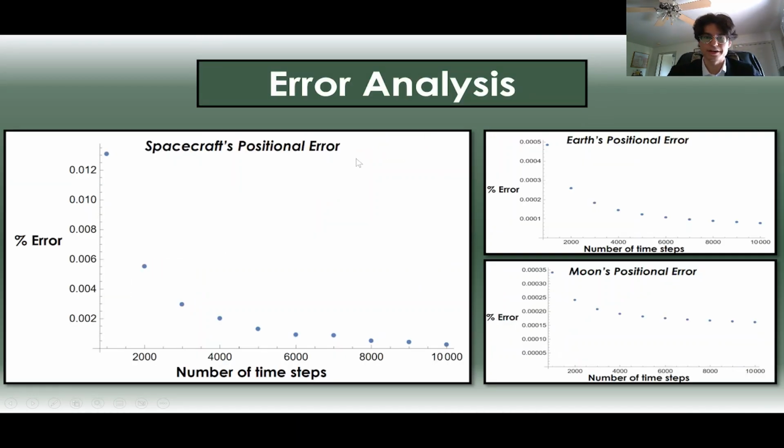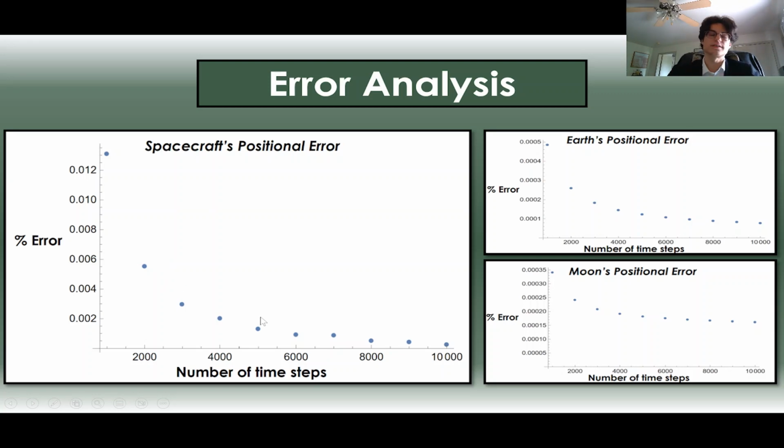Now here's the error in the positions. We had those red dots to visually confirm, but obviously we'd like a quantitative analysis. So here's the positional error. As you can see, there's multiple dots, and each one of those dots represents a full run through of the simulation as the time steps get increased. So here's 1,000, and then here's 2,000 time steps, 3,000, 4,000.